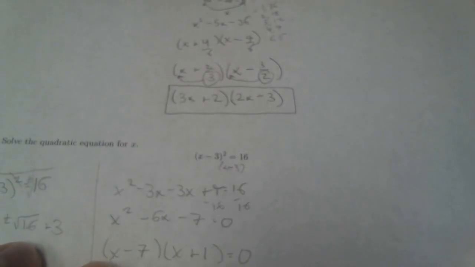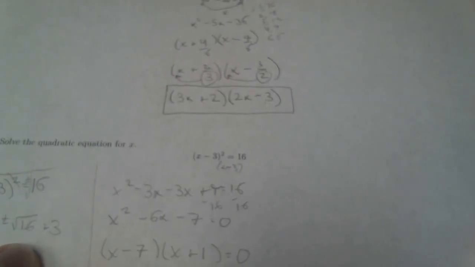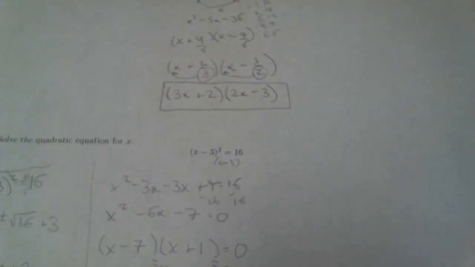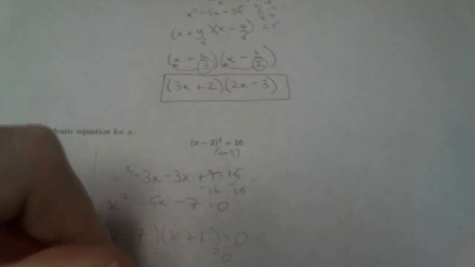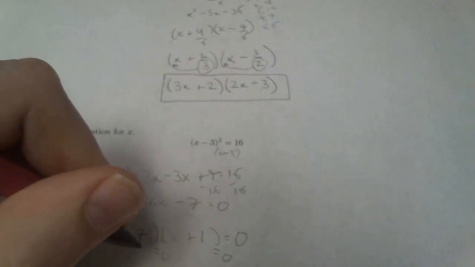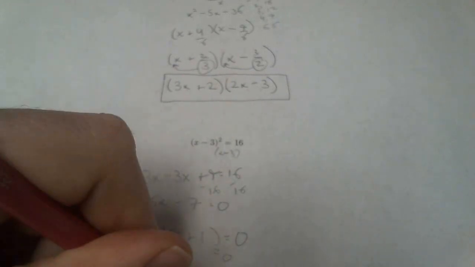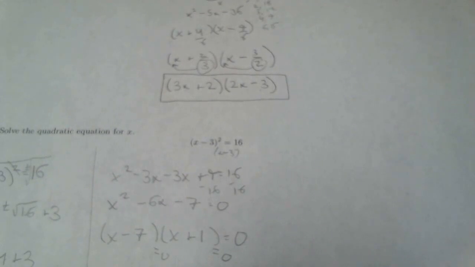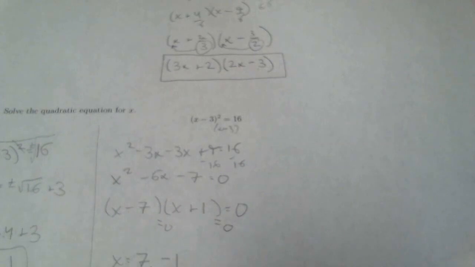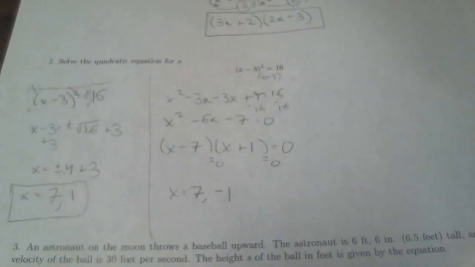All right, so if you have a product equaling 0, to solve this, you can just set each factor equal to 0. So here we can add a 7 to each side. Here we can subtract a 1. So we end up with x equals positive 7 and negative 1.